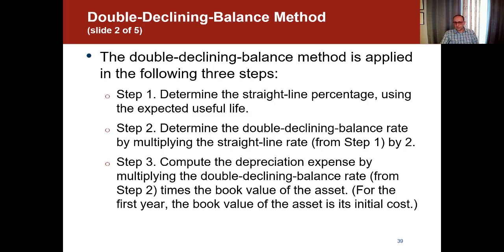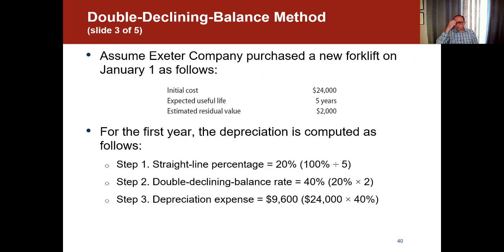For the first year, the book value of the asset is its initial cost. Please remember that. So let's go back to our example. Assume Astor Company purchased a new forklift on January 1st, with an initial cost of $24,000, an expected useful life of 5 years, and an estimated residual value of $2,000. For the first year, the depreciation is computed as follows. We get the straight line percentage, which is 100% divided by 5 years, and that would be 20%. In step number 2, please don't forget it. You have to take this rate, 20%, multiply by 2, and that would be 40%. So let's say we had this straight line percentage to be 10%.